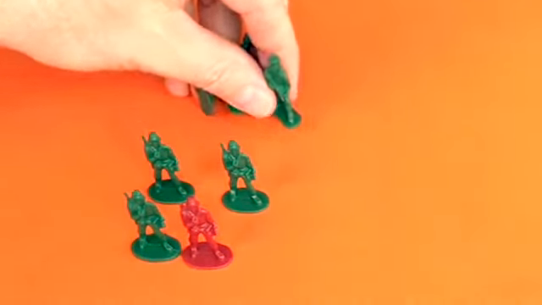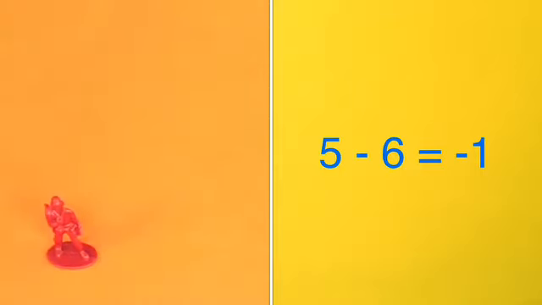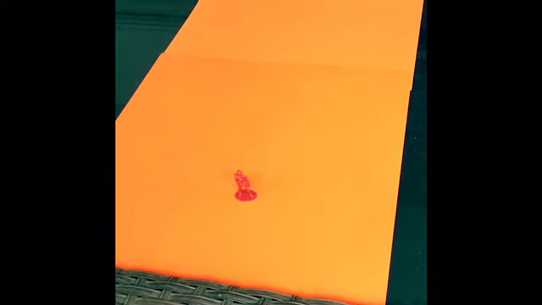Now I can send home 1, 2, 3, 4, 5, and 6. So I started with 5, a +5. I subtracted 6. And what am I left with? -1. Not really sure that I want to be left with the negative soldier. Maybe he's the one that should have been discharged.